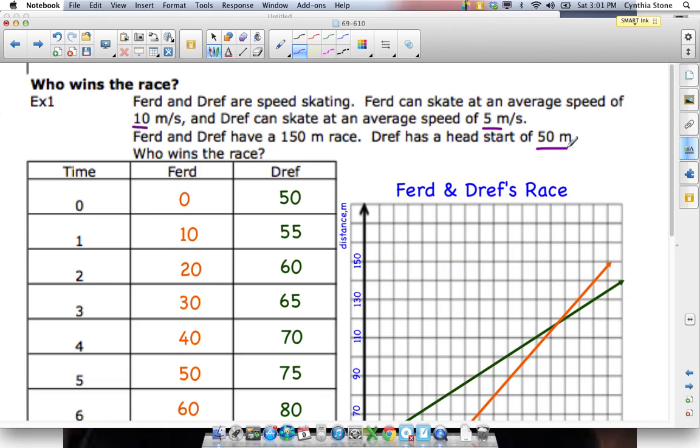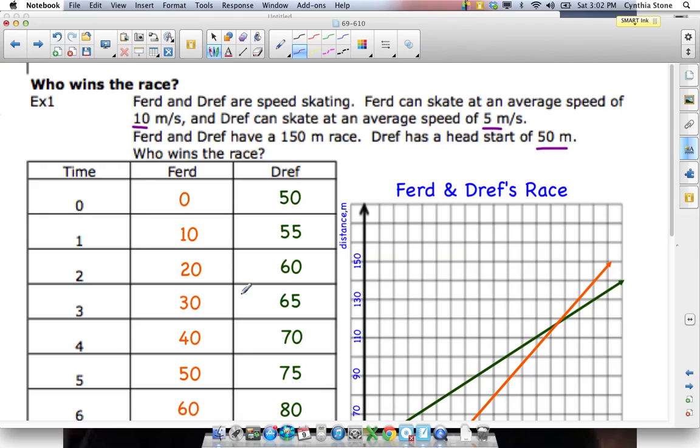Now personally, this is one I've always wondered. If I could run against Usain Bolt, how much of a head start would he have to give me for me to win? That's kind of what this question is. Ferd's Usain Bolt and Dreff is me. In this case, let's pretend that Dreff has a head start of 50 meters. He runs slower. If you were given this question, you'd start copying everything I gave you. But think about this in terms of me giving you the question, and what would you do?